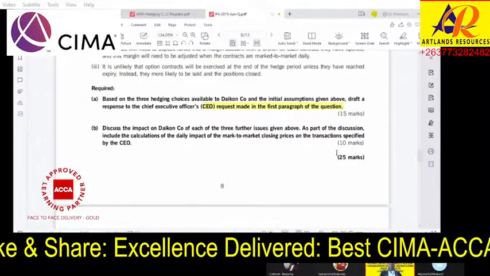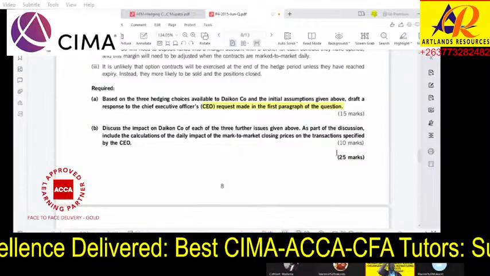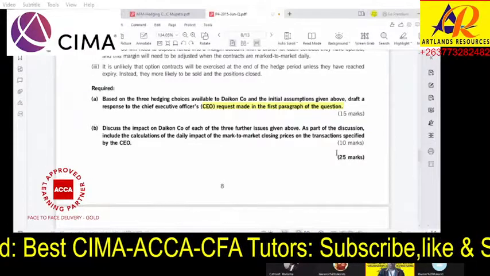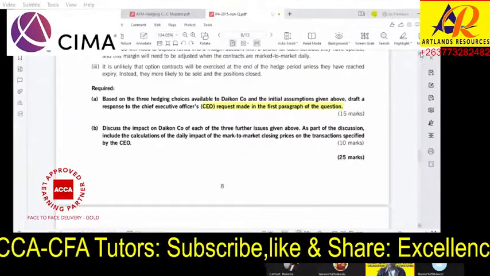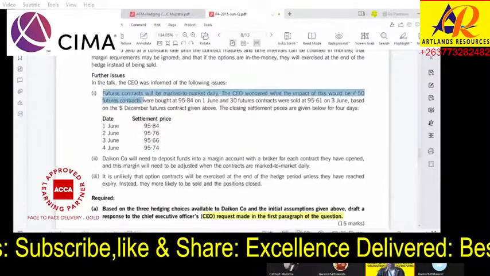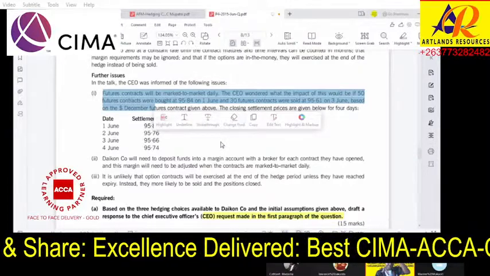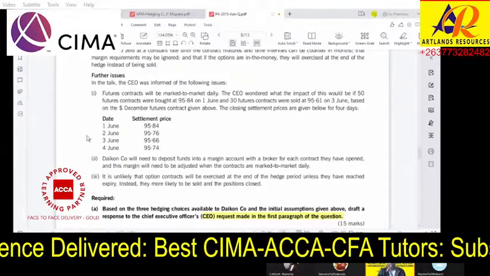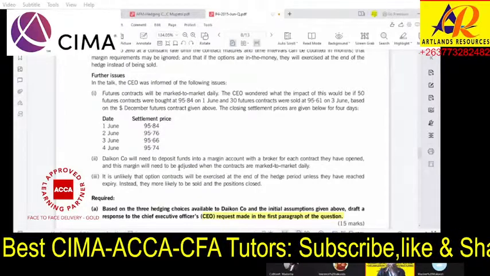Part B says, discuss the impact on DICON of each of the three further issues given above. As part of your discussion, include calculation of the daily impact of the mark-to-market closing prices on transactions specified by the CEO. So the CEO is acknowledging that futures contracts are marked to market daily. And if we have purchased 50 contracts on June 1, what will be the cash flow consequences due to these closing futures prices for the first 4 days? And that's what the CEO wants.